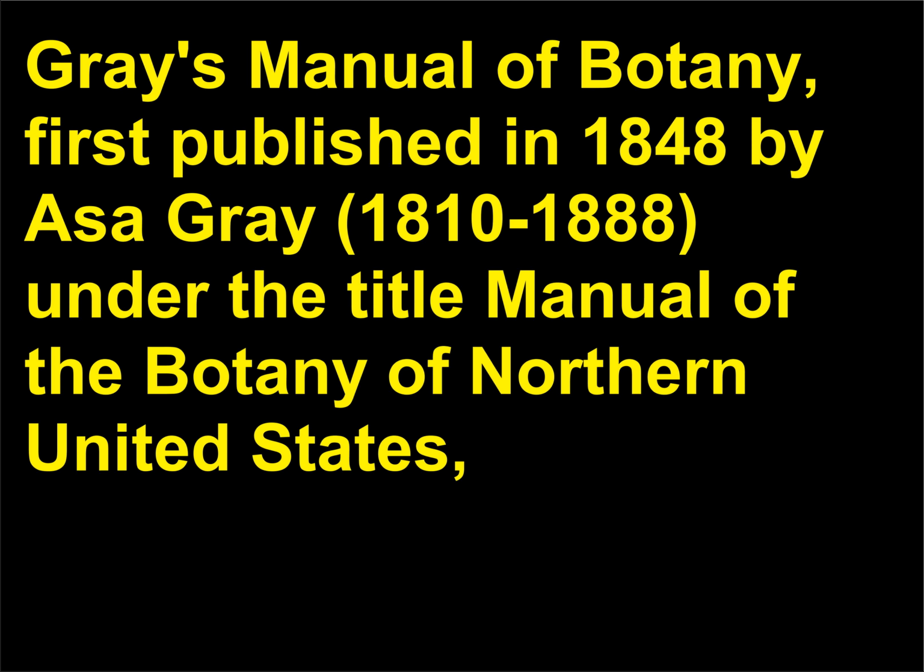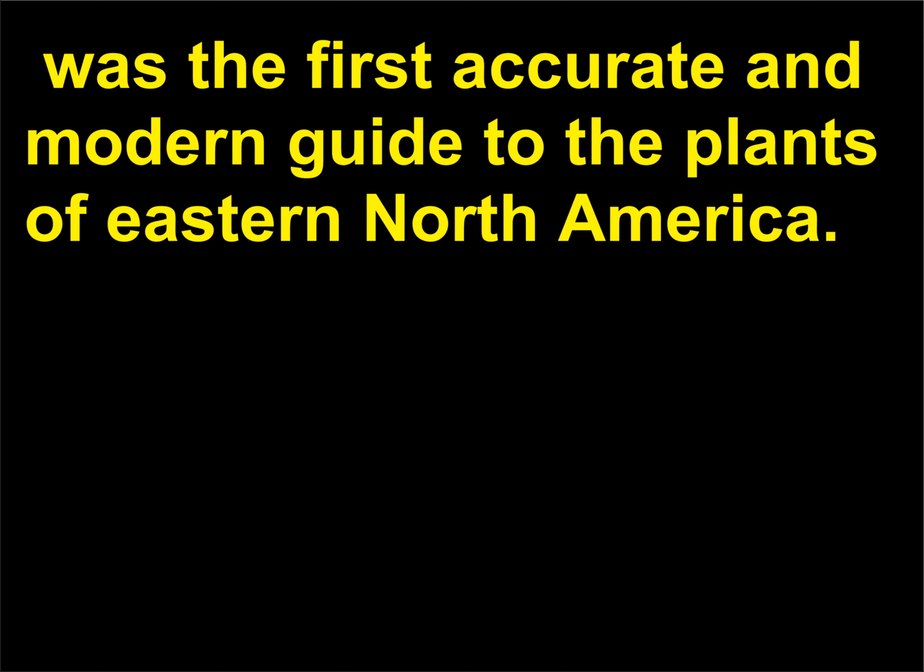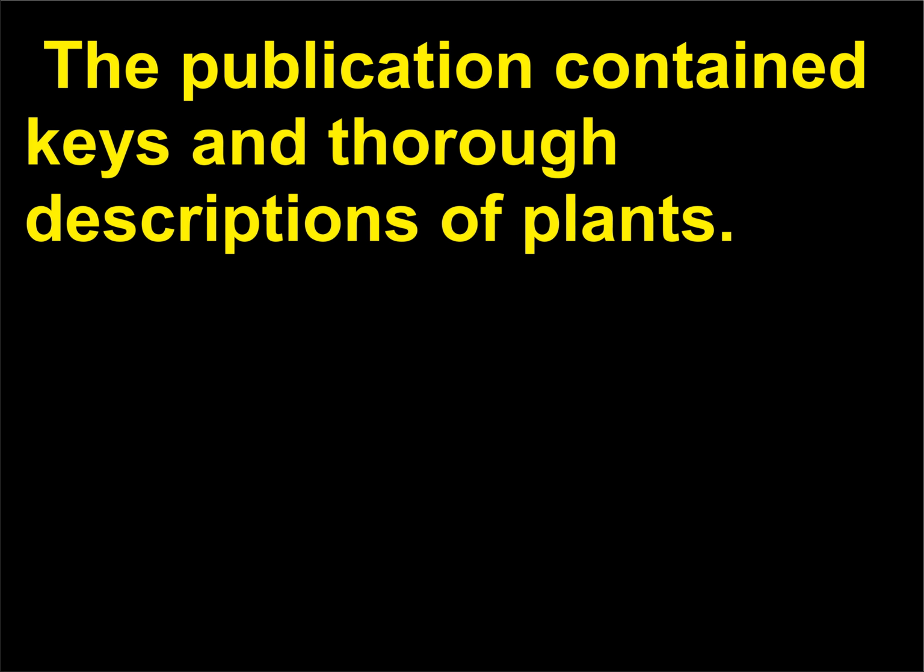What is Gray's manual? Gray's Manual of Botany, first published in 1848 by Asa Gray, 1810 to 1888, under the title Manual of the Botany of Northern United States, was the first accurate and modern guide to the plants of eastern North America. The publication contained keys and thorough descriptions of plants.